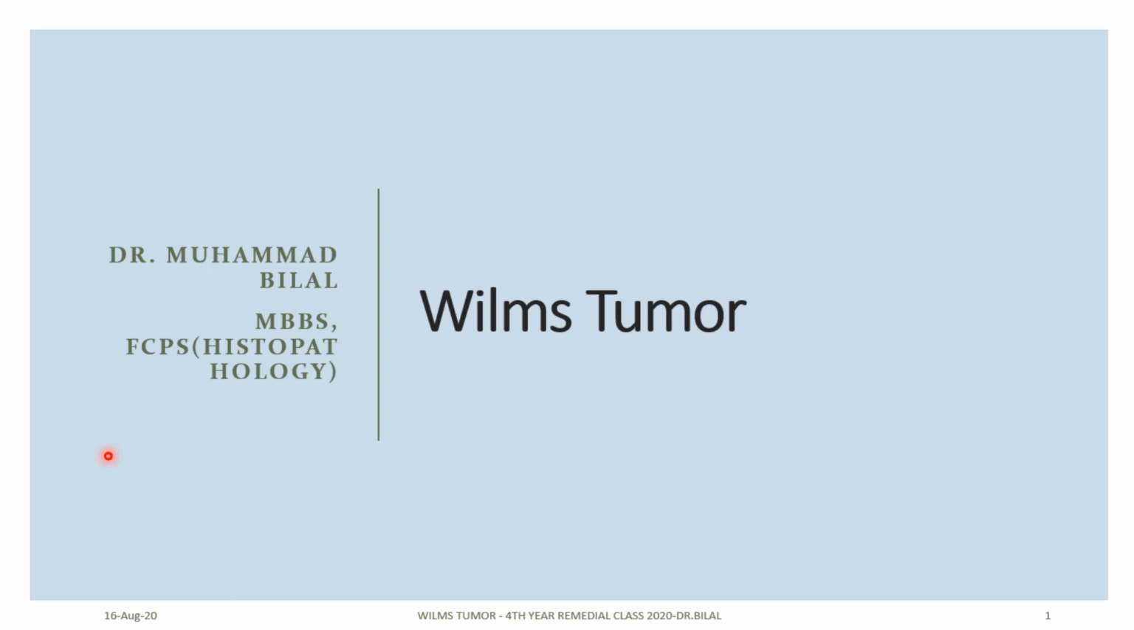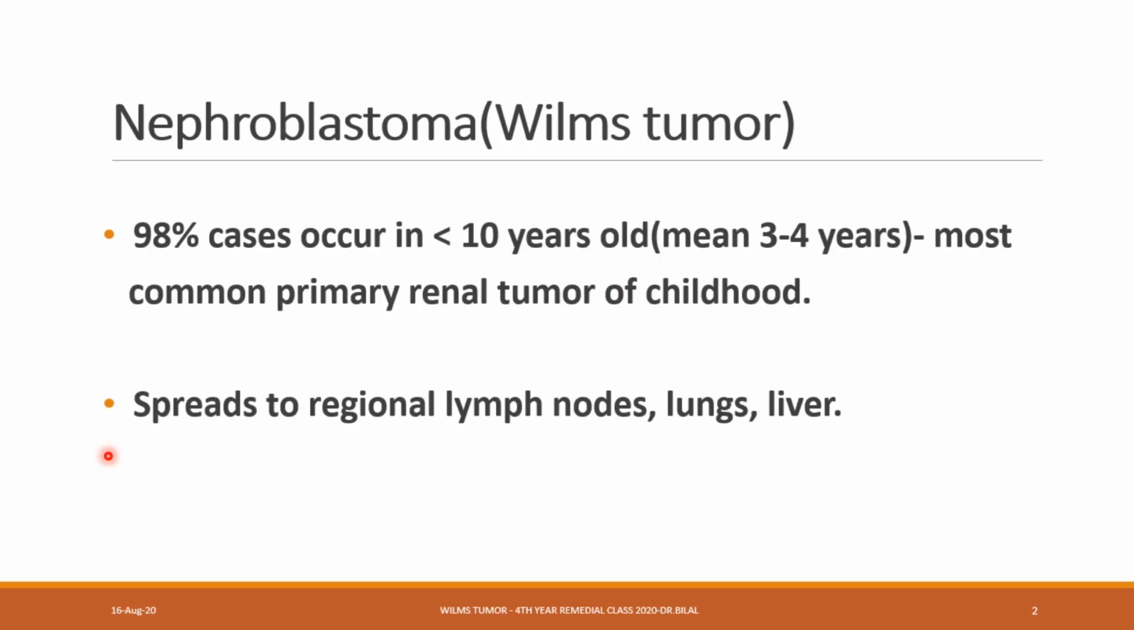Before moving on to the gross and microscopic picture of Wilms tumor, you should remember one very important epidemiological point. That is the age group that presents with this tumor mostly. Remember that whenever you're being asked about a malignant tumor of kidney in a child, particularly less than 4 years old, most likely the question is about Wilms tumor or nephroblastoma.